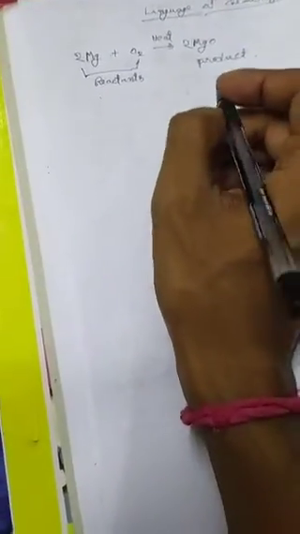The other types are decomposition reaction, combustion reaction, single displacement reaction, double displacement reaction, and acid base or neutralization reaction. In this chapter we will discuss only the combination reaction and decomposition reaction. So this is an example of a combination reaction.